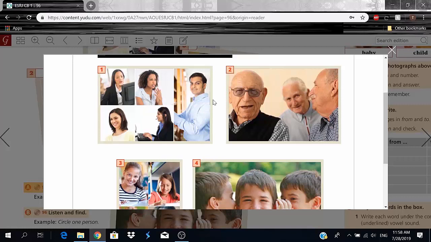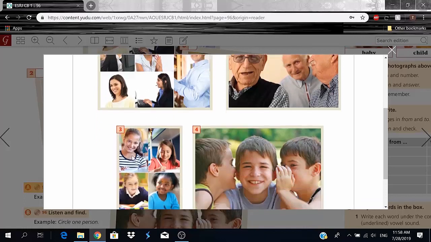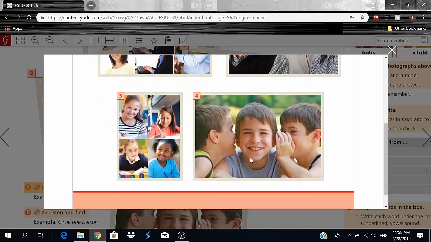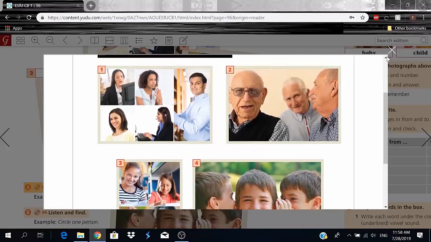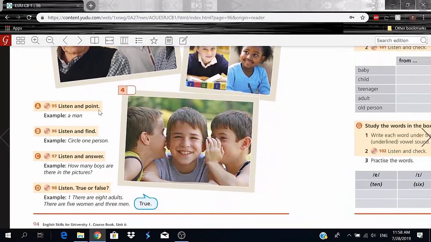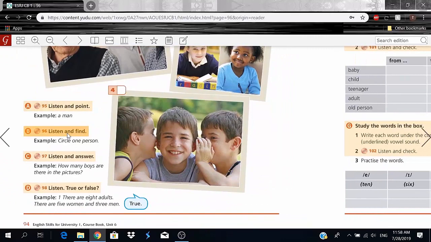Then we have adults. These are all adults, okay? People from the age of 20 to around 60, 65. And some people just prefer to call everybody adults, no matter how old. Okay? Females, these are females right here as well. Males, these are all males. And finally, friends. These are friends, these two, they're all friends. These are friends as well. Okay? So now let's move on to exercise B here.